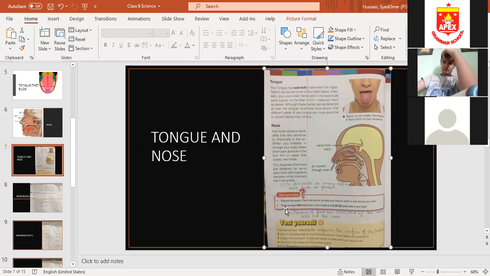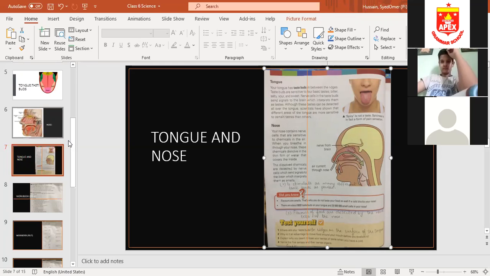So there are about how many taste buds on your tongue? 9,000. You can underline. There are about 9,000 taste buds on your tongue, and about 20 lakh smell cells in your nose. So these are too many, and they're present in our nose.